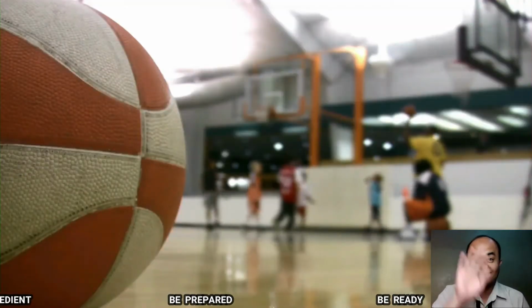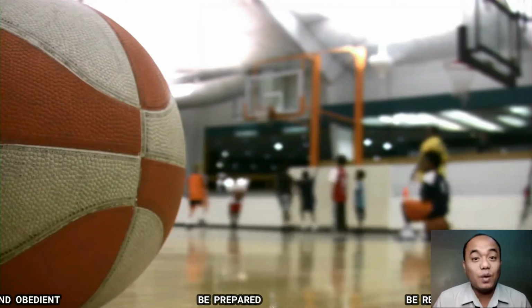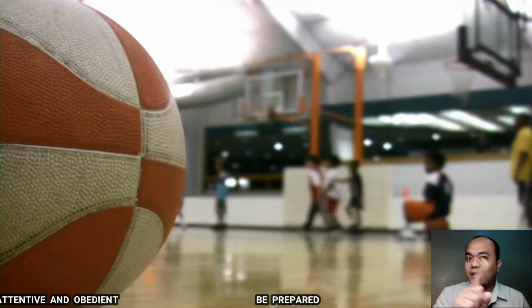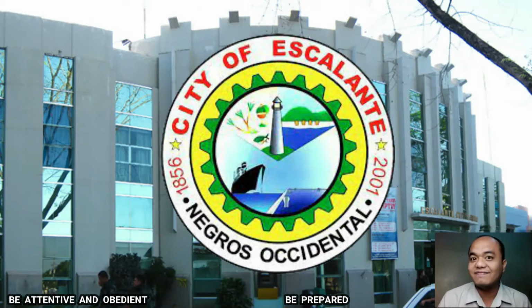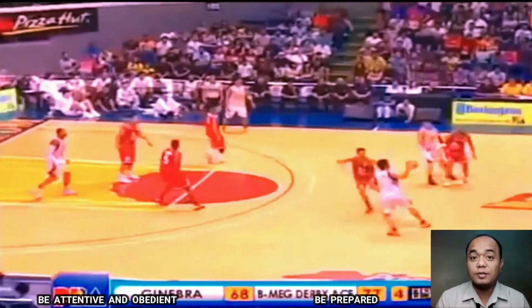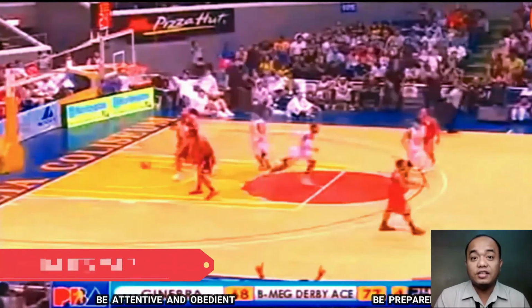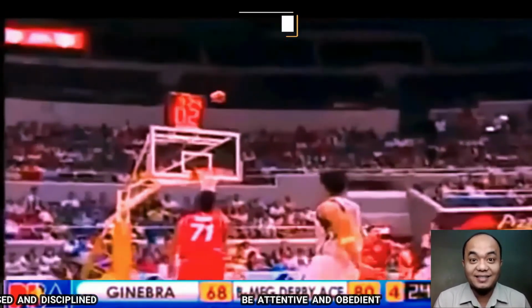I know most of you love playing it because, as we all know, basketball is one of the most played sports here in the Philippines. Am I right? Especially here in Escalante City. In fact, my brother's brother-in-law, James Yap, is very well known in this field. James Yap is the most valuable player of PBA, and he is a very proud Escalantehanon. Taga-Escalante si James, did you know that?